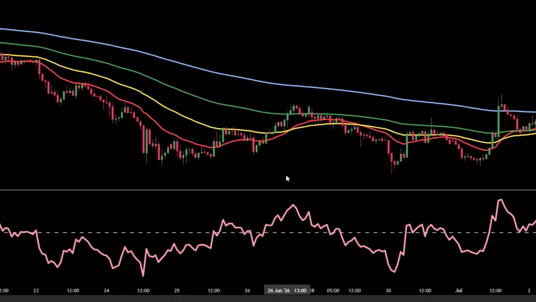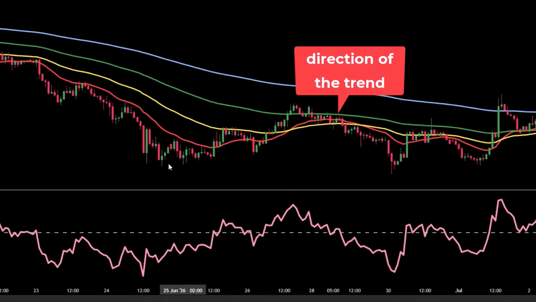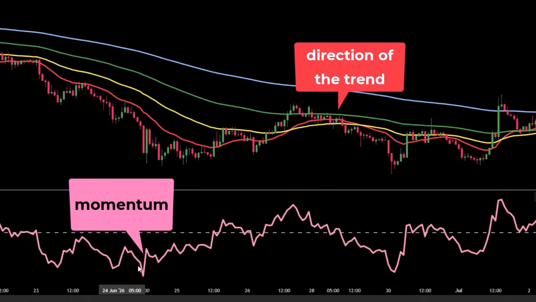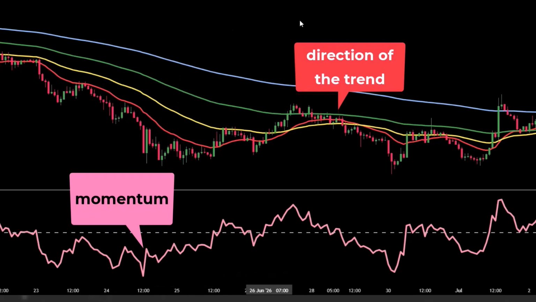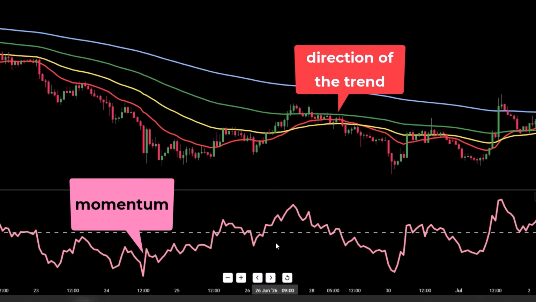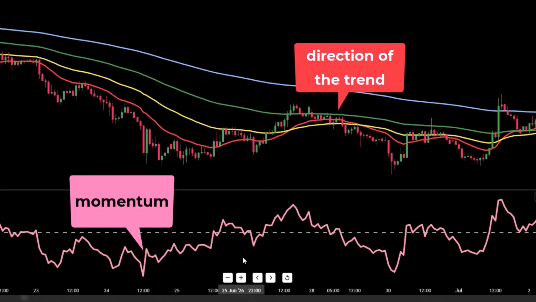Now it's important to understand the role of each indicator. The ribbon shows the direction of the trend, while the RSI measures momentum. Together, they give us a much clearer picture of the market than either indicator alone. Now that the chart is ready, let's see why these two indicators work so well together.